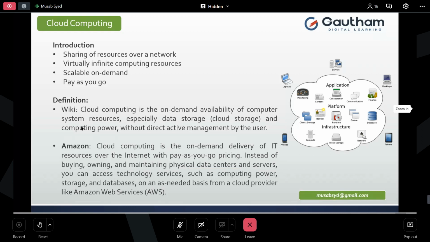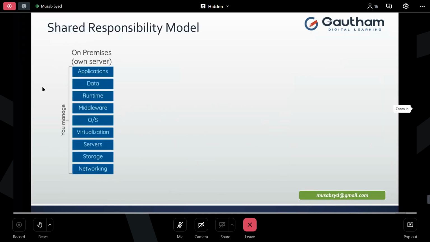Now, in smarter language, cloud computing is the on-demand availability of computer system resources, or the on-demand delivery of IT resources over the internet. It's the same thing I have told you in a different manner, as a well-formed sentence. Now, there are so many big cloud computing providers. The advantage of going to cloud computing comes here.